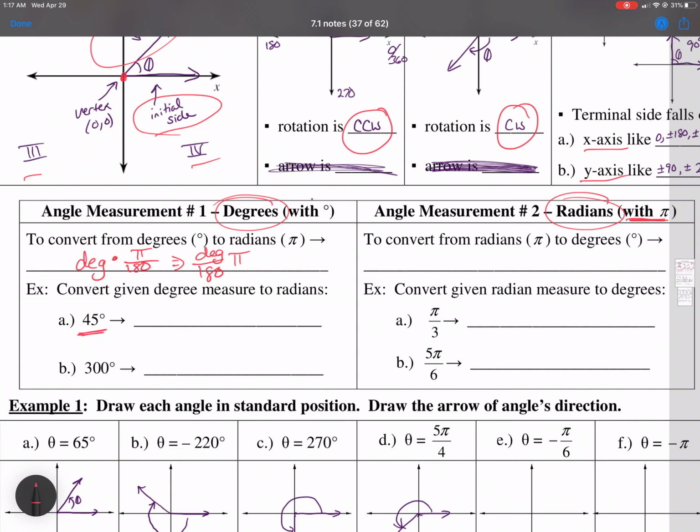So for this one, we're going to take 45, divide by 180. That simplifies to 1/4. So we'll stick the pi up at the top. So 1 pi over 4, or we'll just say pi over 4. And that's the conversion. For example, 300, we'll take 300 over 180, and that simplifies down to 5/3. So that goes to 5 pi over 3. And that's my radian measurement.